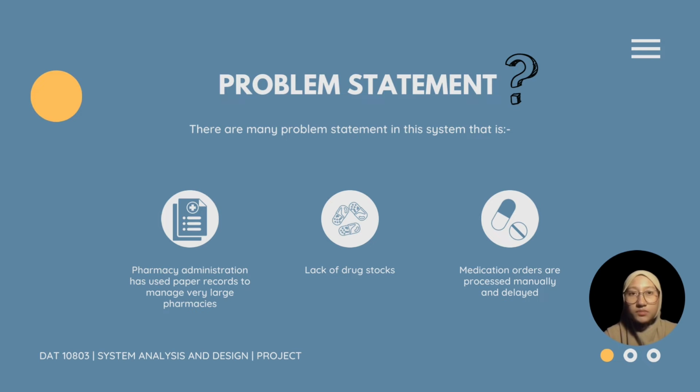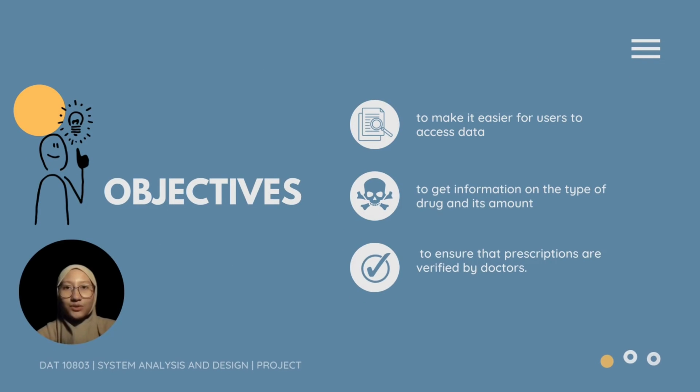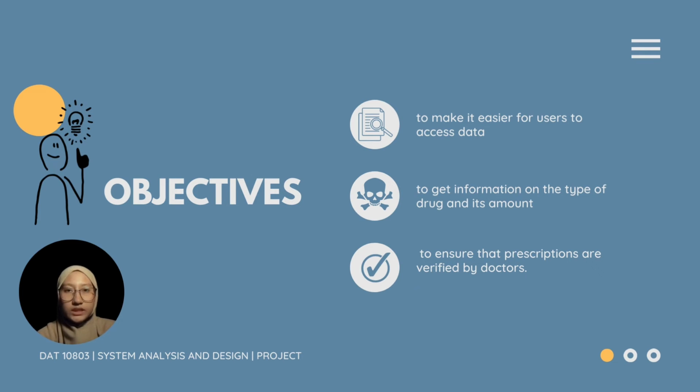Due to that, we must have the objective to solve the problem. Next slide, I will present about the objective. Okay, now I want to present you some objectives of this system. First, the system is built to make it easier for users to access data. Second, to obtain information about the type of drug and the amount that is suitable for sale to buyers.